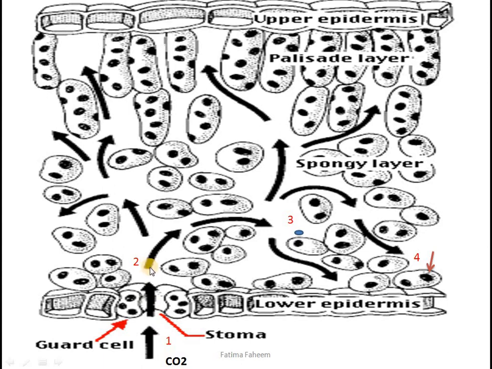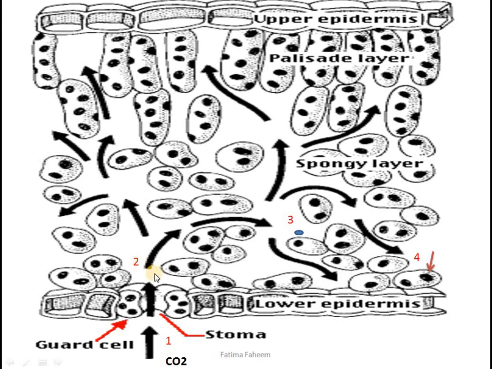Why is it going into the leaf? Because of diffusion gradient. Diffusion gradient means that the concentration of carbon dioxide is different in the external environment and in the internal environment of the leaf.